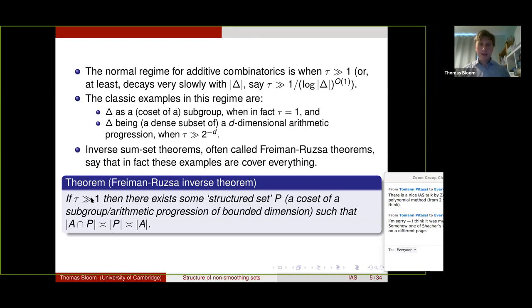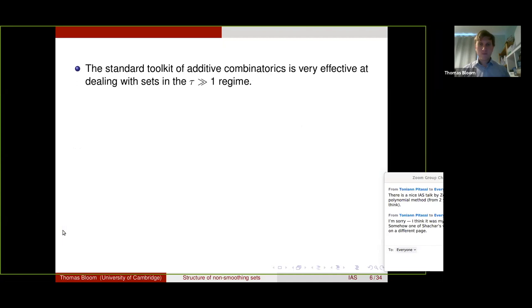So that's what happens when tau is roughly constant. And generally, we're now very good at dealing with this sort of regime. We have lots of tricks we can play, lots of techniques, and we're fairly comfortable in it. Certainly, by no means is this solved. One of the main open problems of additive combinatorics, the polynomial Freiman-Ruzsa conjecture, is really asking exactly how precise is this relationship. But certainly in a qualitative sense, the picture is almost complete for this regime.